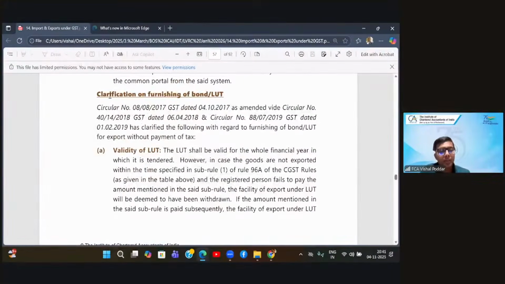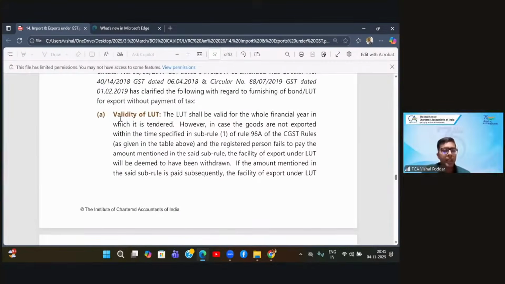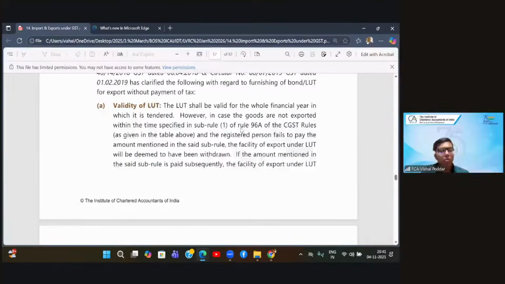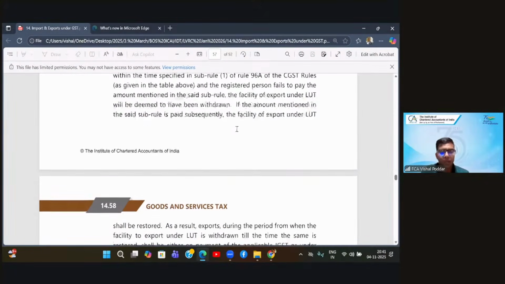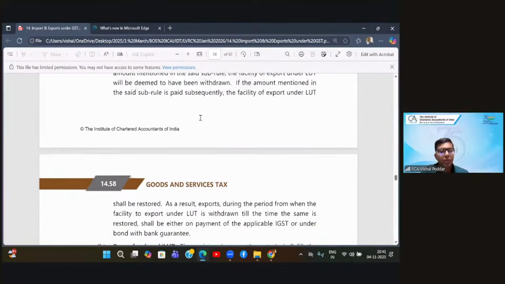Now, some clarification relating to issuance of bond or LUT, Circular 8/8, as amended by Circular 40/14 and further by Circular 88/07, has clarified the following with respect to furnishing of bond. First, validity. The LUT shall be valid for the whole financial year. However, in case the goods are not exported within the time frame specified in Sub Rule 96A and the registered person fails to pay the amount mentioned in the said sub rule, the facility of export under LUT will be deemed to be withdrawn.